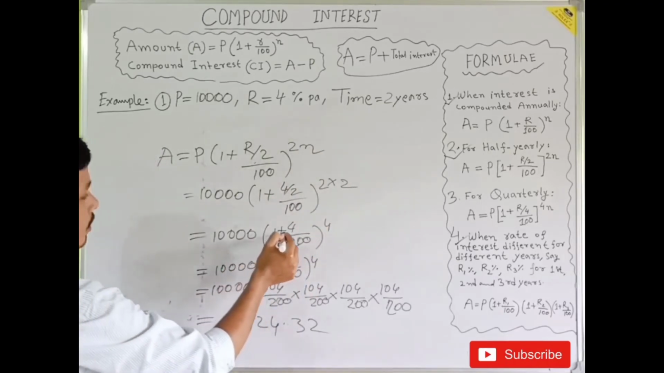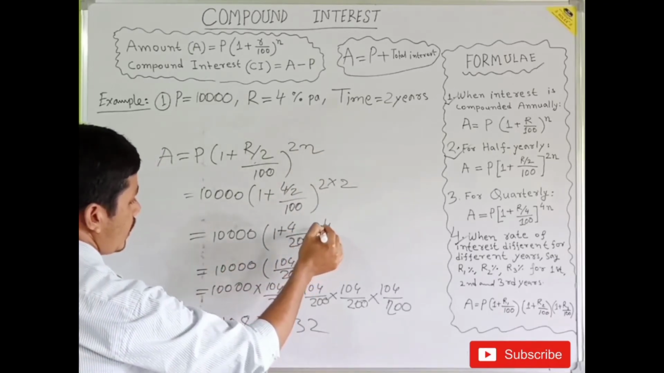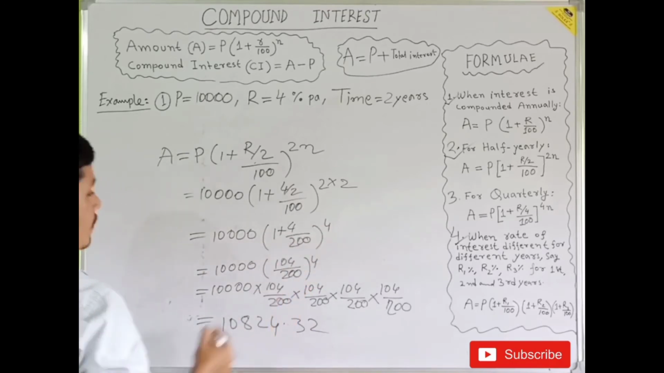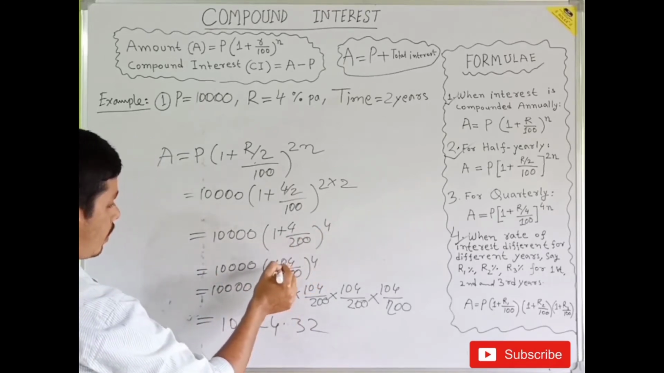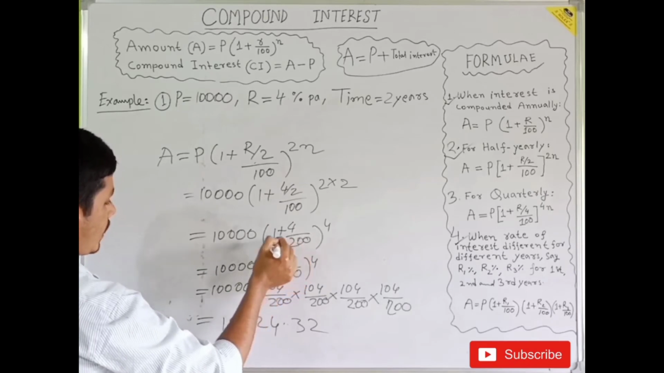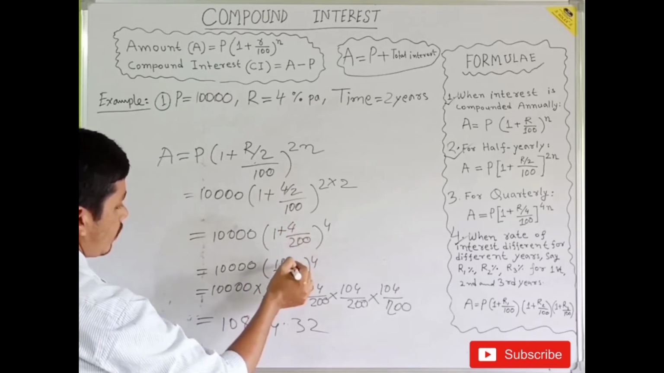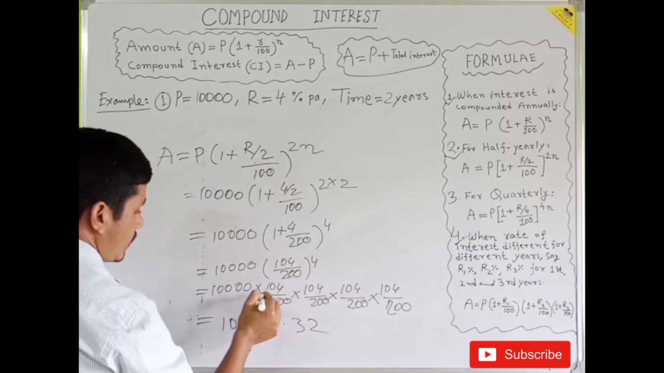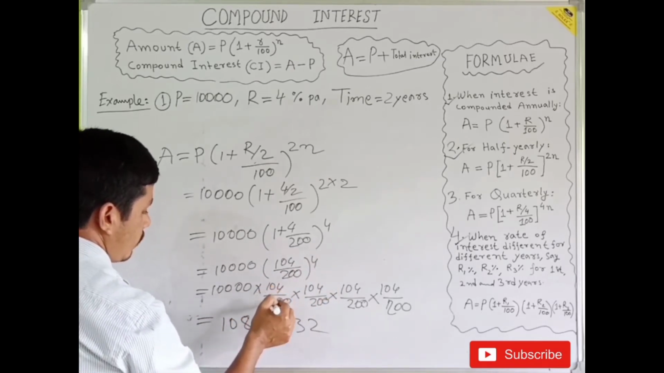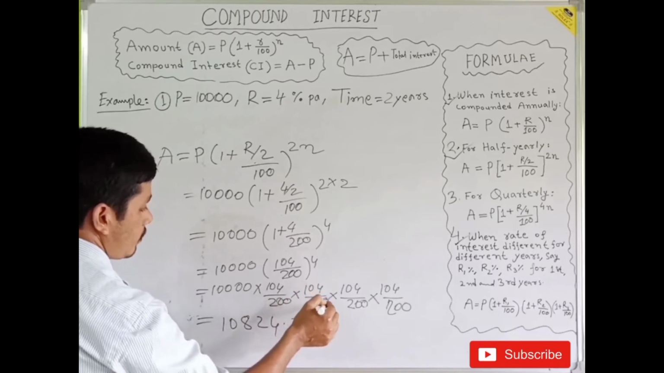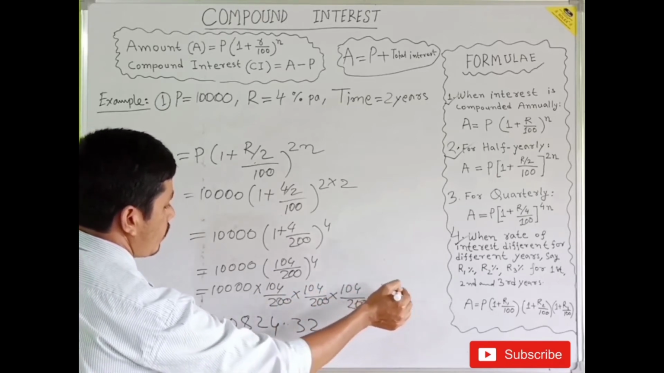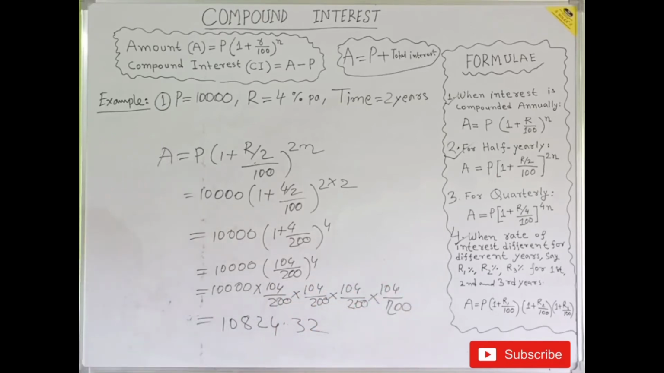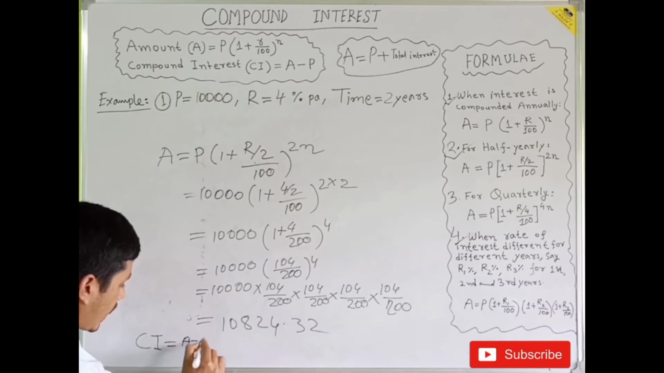Now 10,000 into 1 plus 4 by 200 to the power 4. Now 10,000 into 200 into 1 plus 4 is 104 by 200 to the power 4. Now 10,000 into 104 by 200 into 104 by 200 into 104 by 200 into 104 by 200, when we calculate, we get this value. Now compound interest is equal to A minus P.